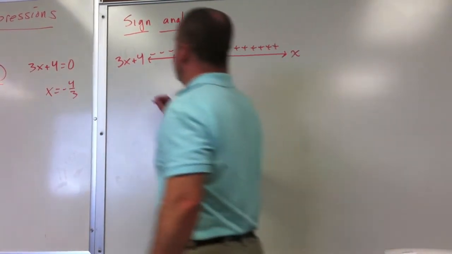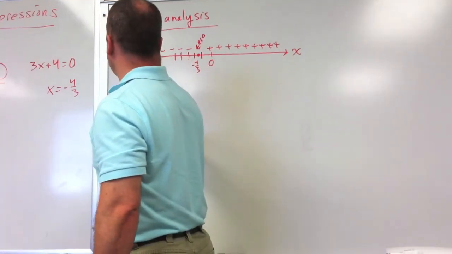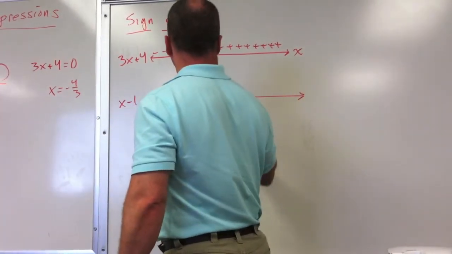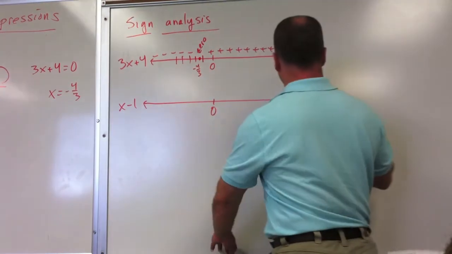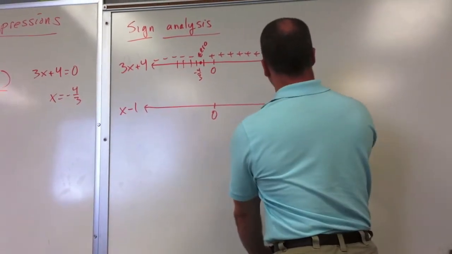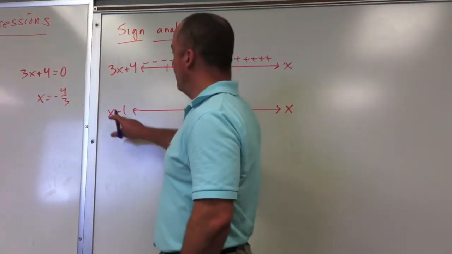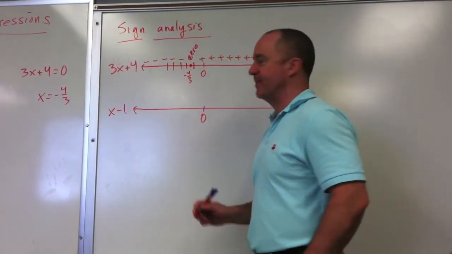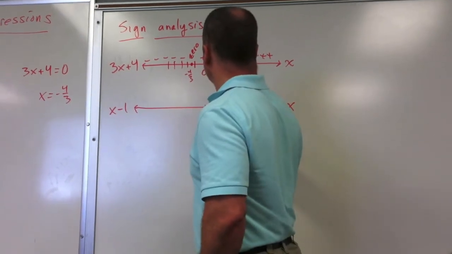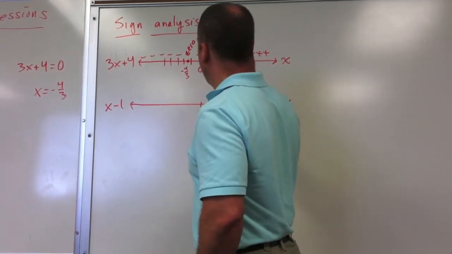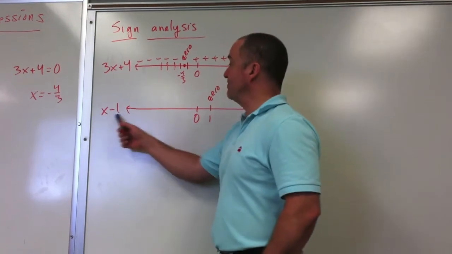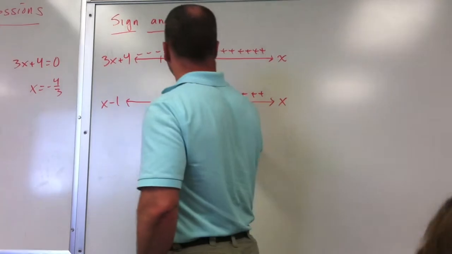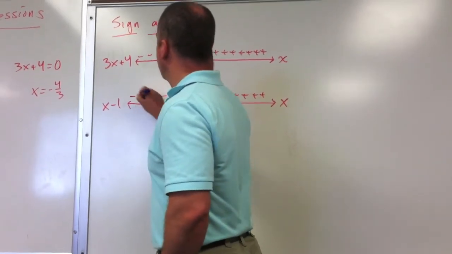Now I do it for the next factor, x minus 1. Here's 0 on my number line. I'm lining it up for a reason. These are actual x values. At what point on the number line does x minus 1 equal 0? 1. Yes, when x equals positive 1, the entire factor equals 0. If I put in something bigger than 1 for x, I will get a positive number. If I put in something less than 1 for x, I will get a negative number.